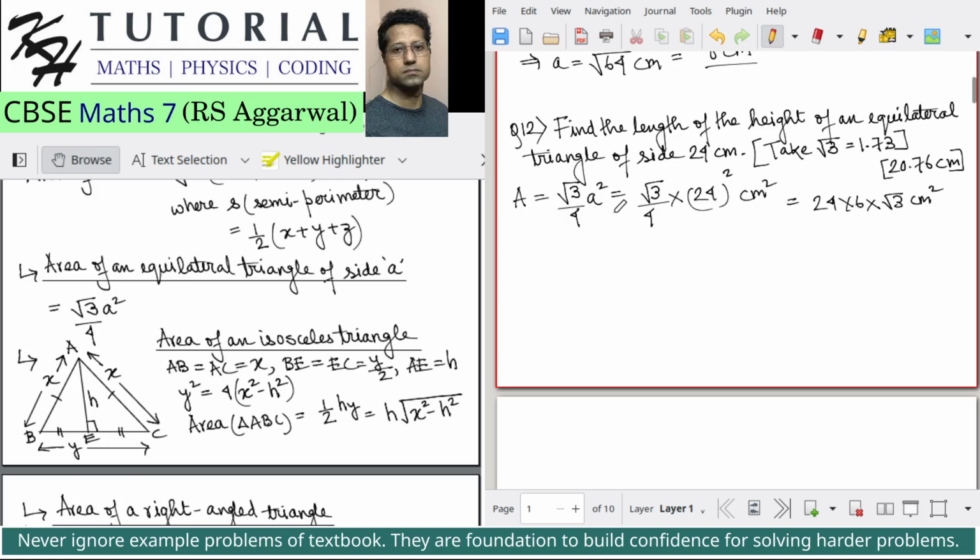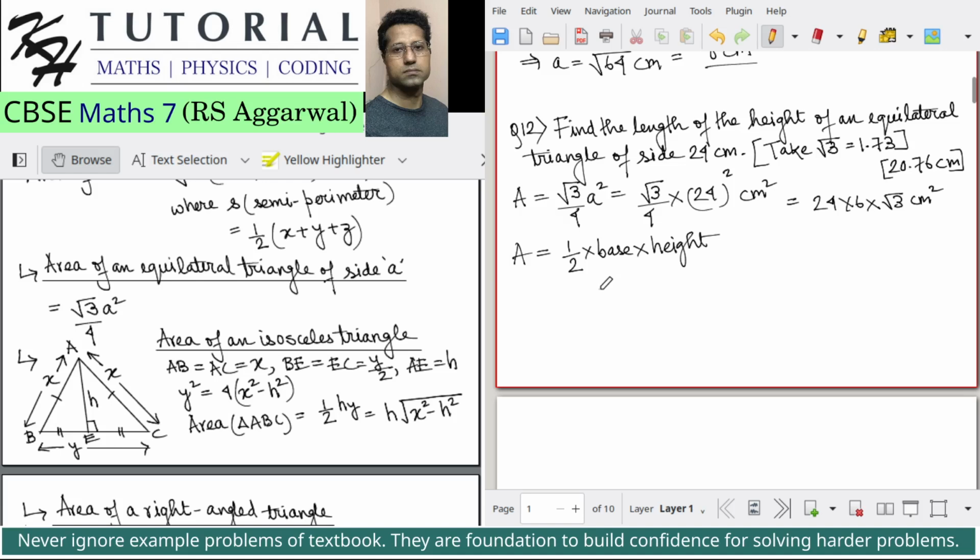Okay, so we have to find the height of the equilateral triangle. Now we also know that area of a triangle is equal to half the base into height.